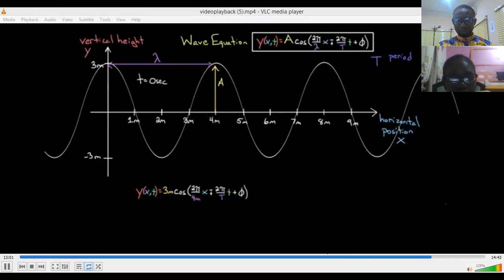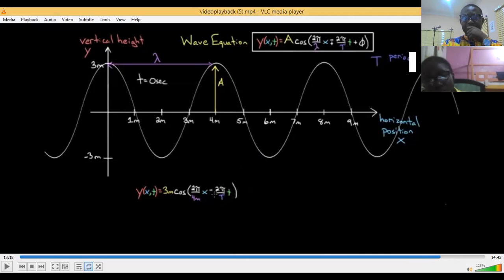Would we want positive or negative? Since this wave's moving to the right, we would want the negative. I wouldn't need a phase shift term because this starts as a perfect cosine. It doesn't start as some weird in-between function. The only question is, what do I plug in for the period? So I would need one more piece of information, if I'm told the period.